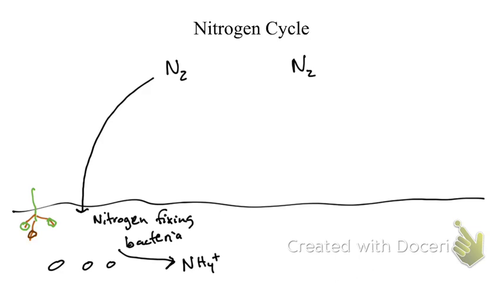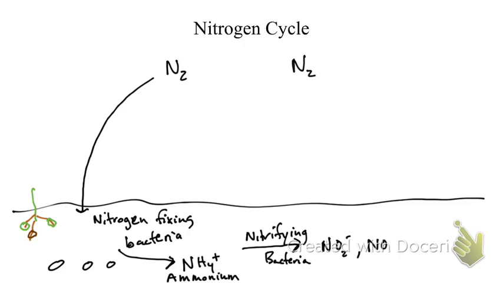So NH4 plus is called ammonium. And then there's another set of bacteria called nitrifying bacteria. And that turns it into two things. One is NO2 minus and NO3 minus. NO2 minus is called nitrite, and NO3 minus is called nitrate.